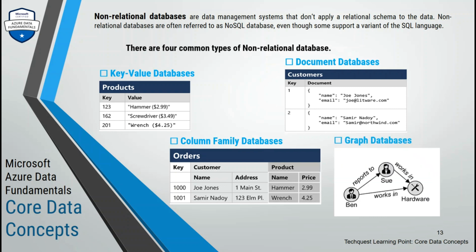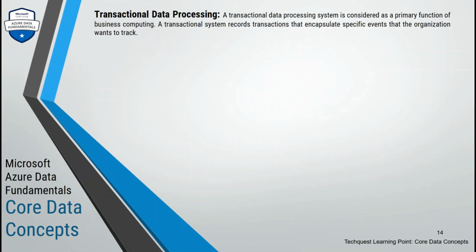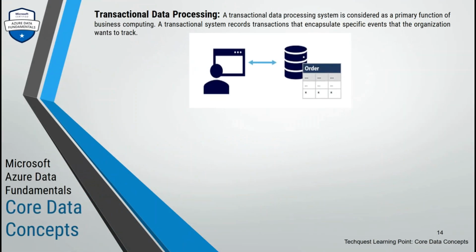Graph databases store entities as nodes with links to define relationships between them. A transactional data processing system is considered a primary function of business computing. A transactional system records transactions that encapsulate specific events that the organization wants to track.